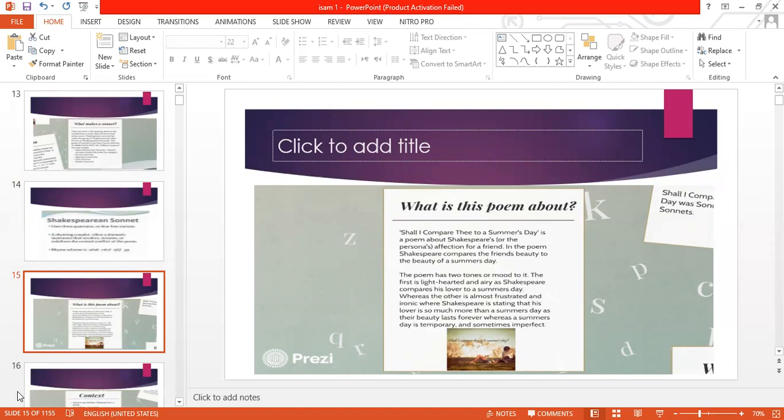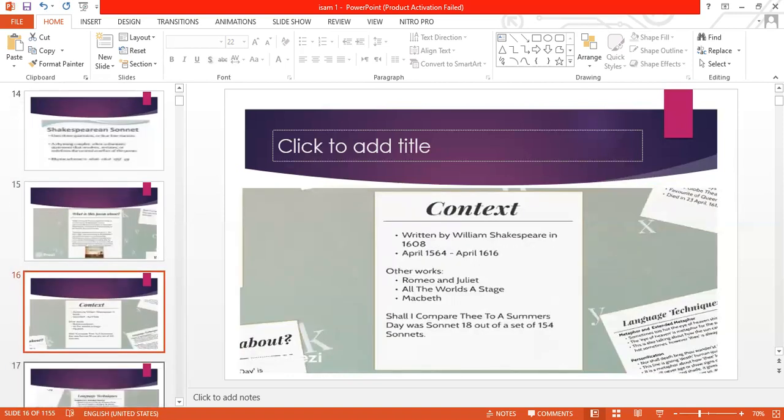The poem has 2 tones or moods in it. The first is light-hearted and airy, where Shakespeare compares his lover to a summer day. The other is almost frustrated, ironic, where Shakespeare is stating that his lover is much more than a summer day, and their beauty lasts forever, whereas a summer's day is temporary and sometimes imperfect. هو يقول بأن لو أنا قارنتك بالصيف، حتى لو أن الصيف البريطاني جميل، ولكن جمالك يتجاوز الصيف، لأن الصيف مؤقت ومدته قصيرة، ولكن جمالك وحبي لك أبدي.